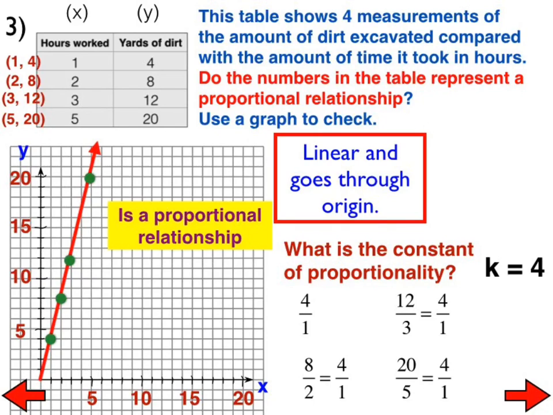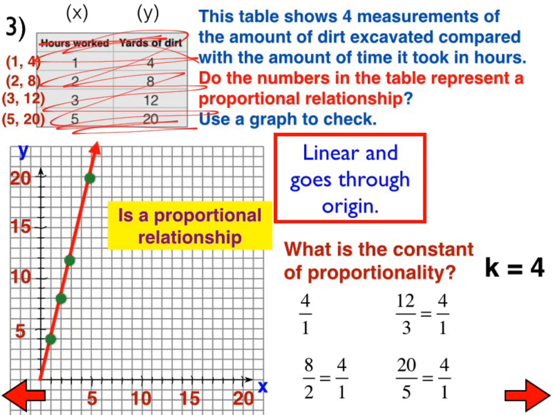But how are you going to find the constant of proportionality if I didn't give you a table? In other words, what if that's not even there, and all I gave you was the graph? How in the world are you going to find the constant of proportionality? Well, it's actually very simple. It's found on your graph.